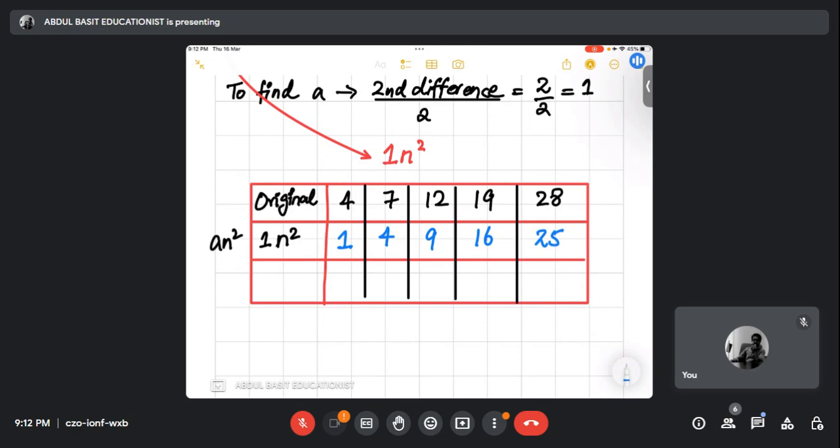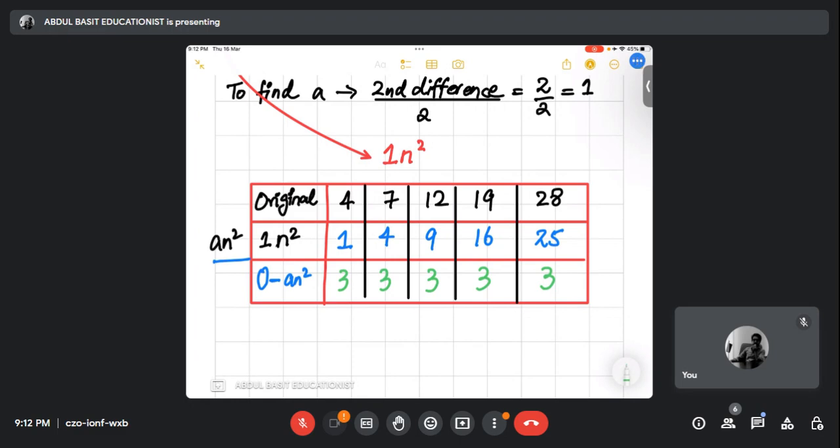All right. So now what we have to do? In this step, we have to subtract a n square from the original. That's the formula. Okay, that's the third step. Rida, can you see that 4 minus 1 is 3? Can you see that from everywhere I am getting 3? 7 minus 4 is 3, 12 minus 9 is also 3, 19 minus 16 is also 3. Can you see that?